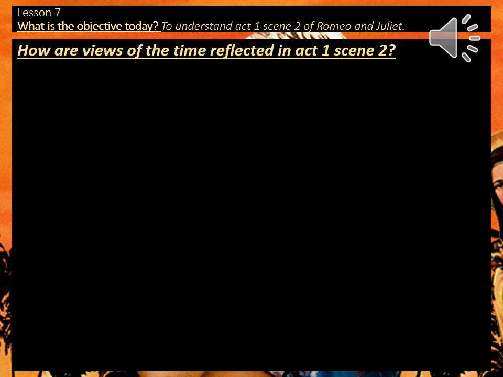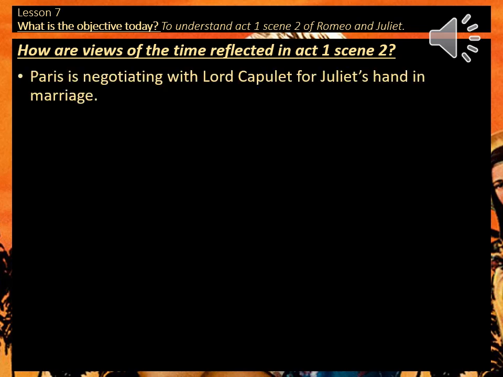So that conversation seems to highlight some of the things that were happening at the time that this play was written. So if we think about that in terms of a question, how are views of the time reflected in Act 1, Scene 2? So we might start to say things like, Paris is negotiating with Lord Capulet for Juliet's hand in marriage, as was quite common at the time. Paris is asking for Lord Capulet's permission. He is the father, so he would have had the power to say yes or no.